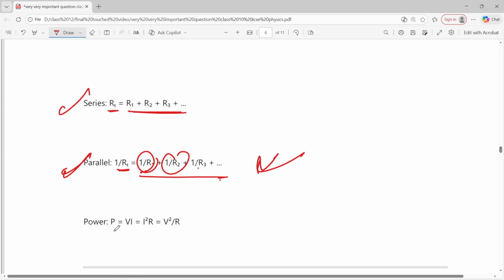Power is voltage into current, I square R, or V square by R. The SI unit of power is watt. That's the electrical power. Don't be confused with normal power. Mechanical power equals work done by time. Electrical power equals V into I. But both have the same SI unit, watt.